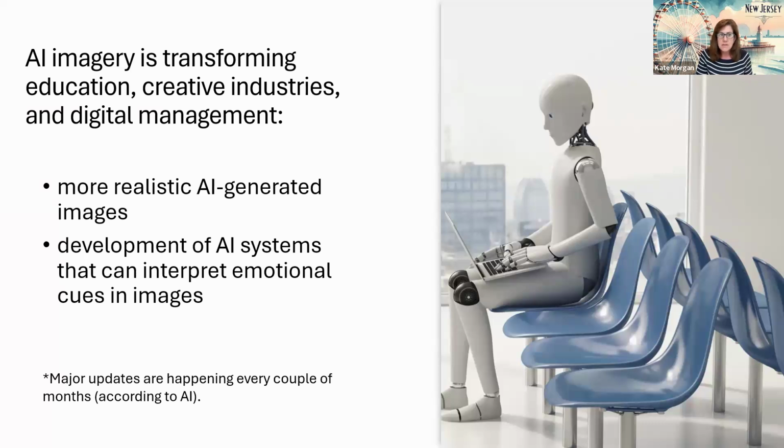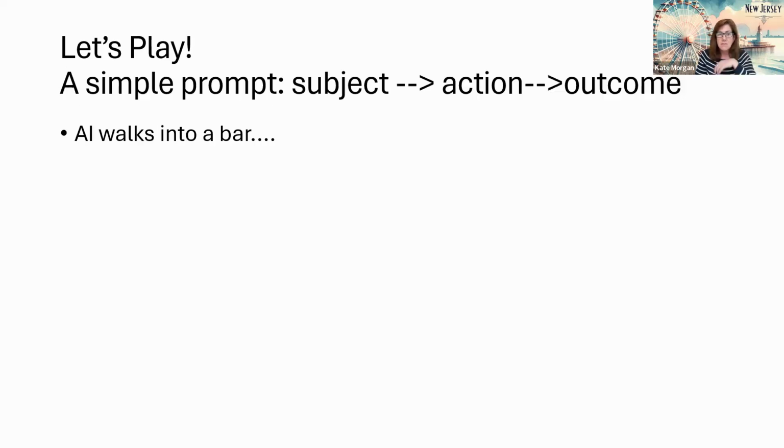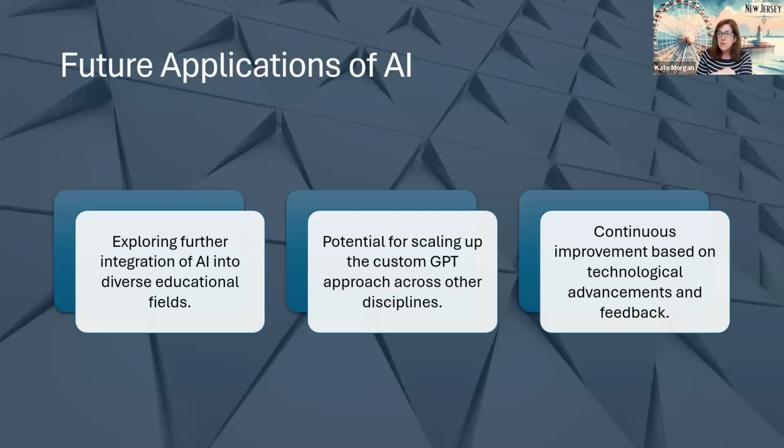and your conversations. And the things to come include more realistic generated images. There are nuanced things coming out, and they're going to be interpreting emotional cues. At the current rate, major updates are happening every couple months, not just like your iPhone update that happens every month, but major updates that change how the AI is working. So that's something to look forward to. I was going to show you an example to play with, but we don't really have time for that. So we can talk about the future applications of AI.